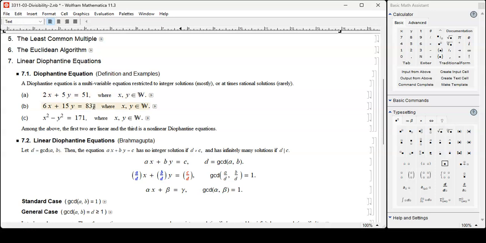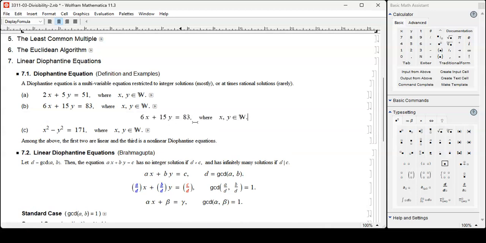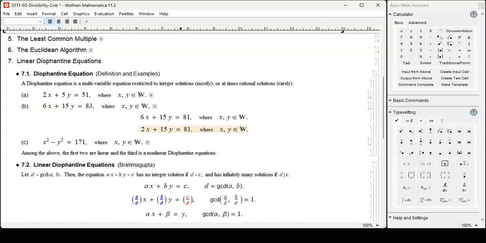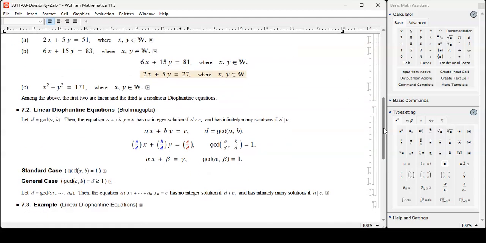In this case, the GCD is 3, and 3 does not divide 83, so we can't do it. But let's suppose that we have something different. Instead of 83, what if we had 81? In that case, we can divide each by 3, and you're going to get what? 2x, 5y, and then divide by 3, I'm going to get 27. Yeah, okay. And then we are in the standard case.